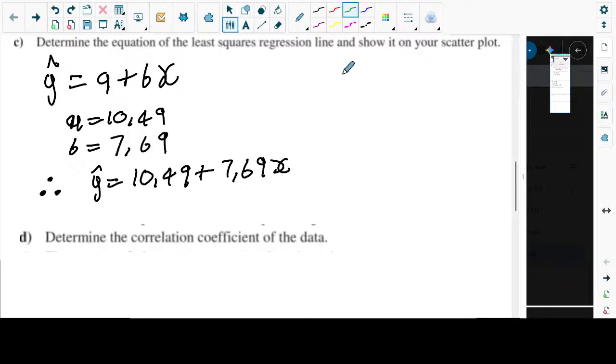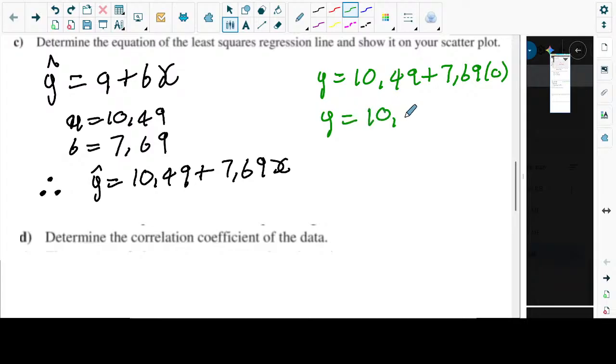So what you're going to do now is to take the equation and just put 0 there. If you put 0, anything multiplied by 0 is going to give you 0. So basically the point that we have now says y is equal to 10,49. Look at this point. When x is 0, our y is going to be equal to 10,49. So now we're going to look for this point on our graph paper.